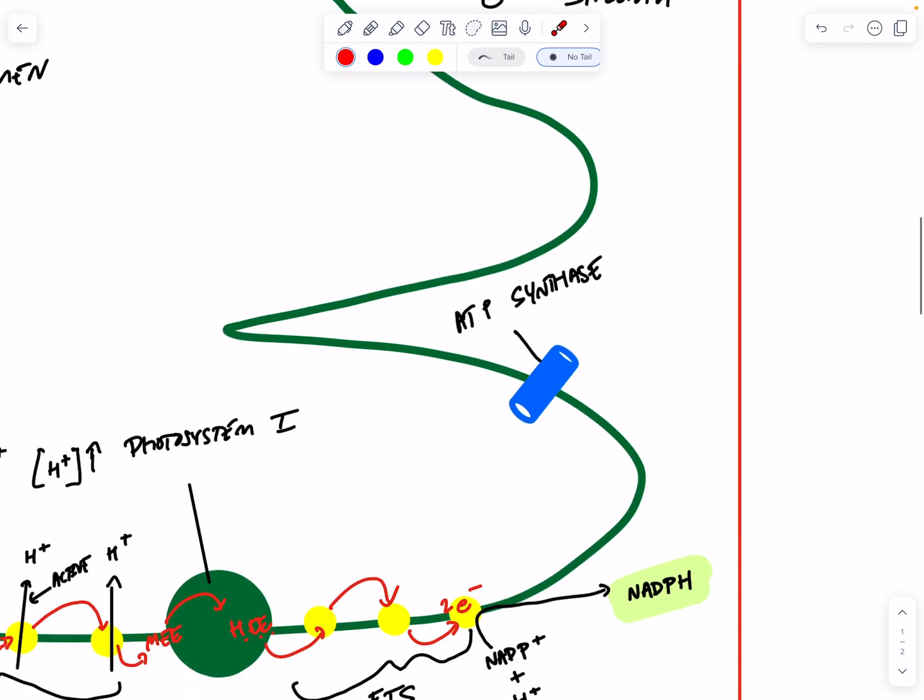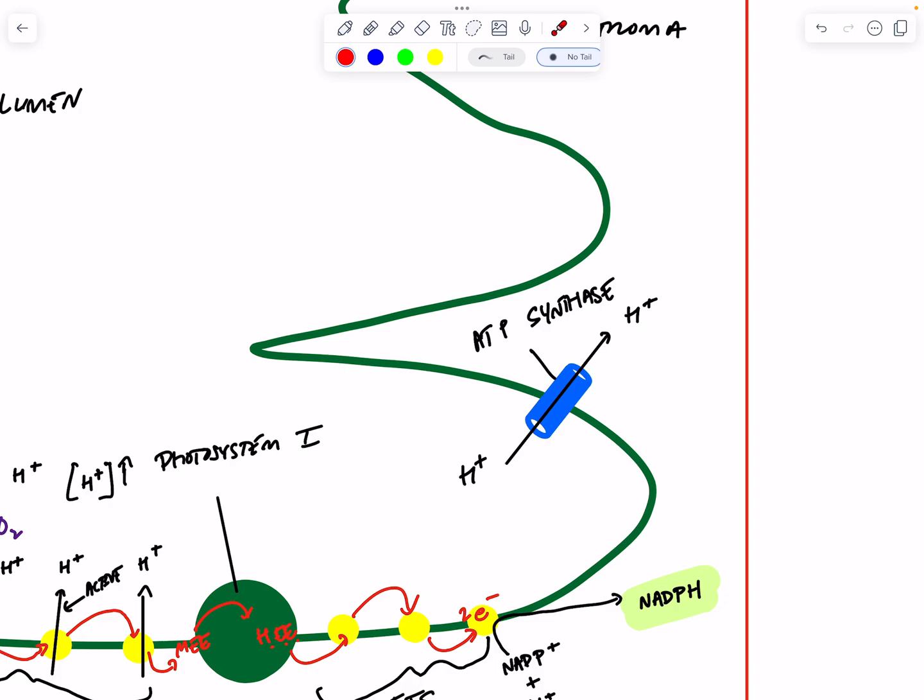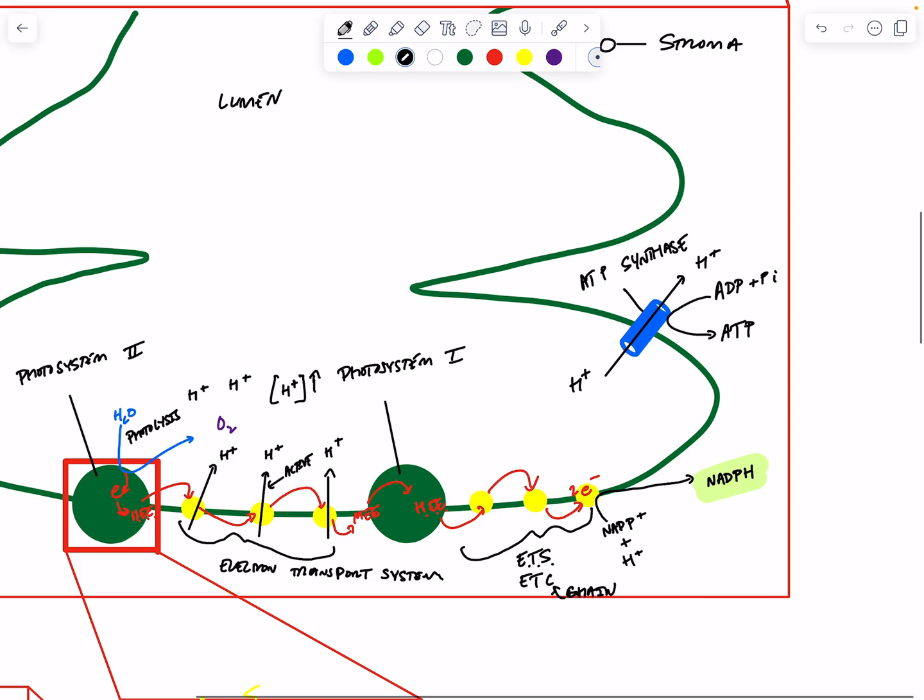So that's exactly what happens here. Hydrogen ions are pushed out of ATP synthase because they are at a higher concentration inside the lumen than they are in the stroma. And that energy, as they move through ATP synthase, is used to bind ADP and free inorganic phosphate to form ATP. Okay.